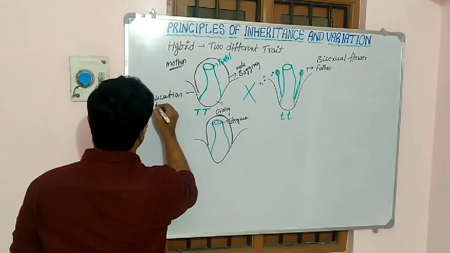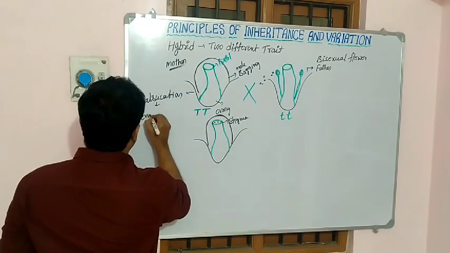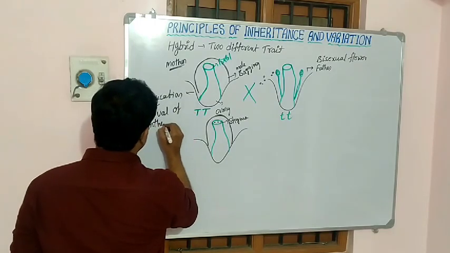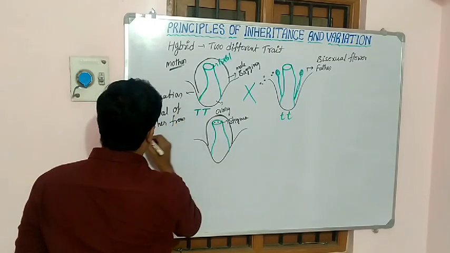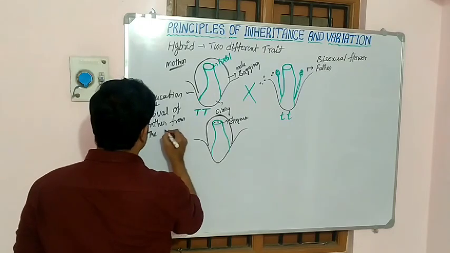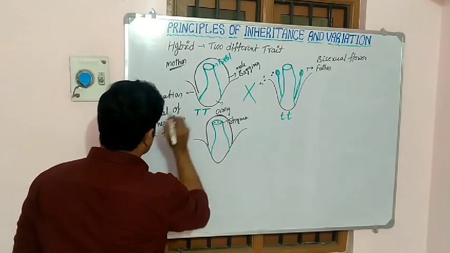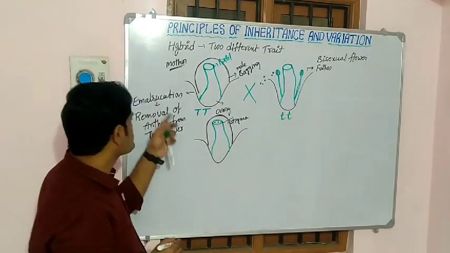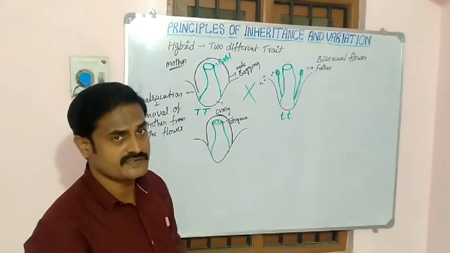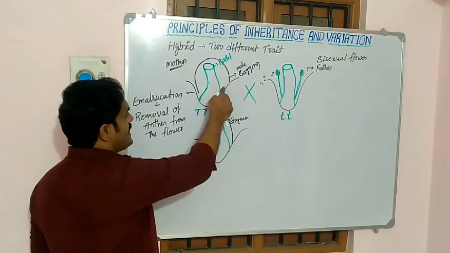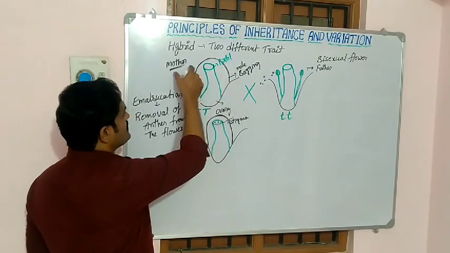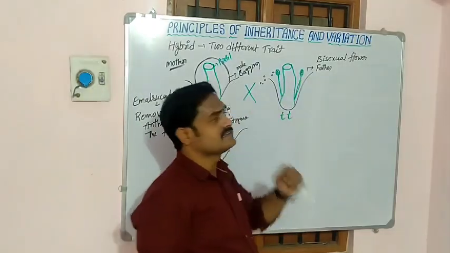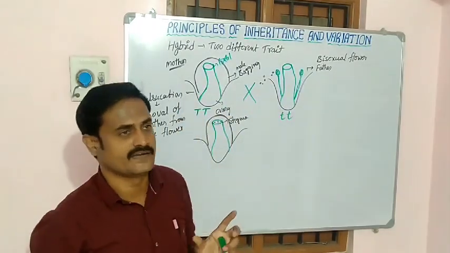So what does emasculation mean? A removal of the anther from the flower. This process is called emasculation. So this emasculated flower we consider as the mother plant, and this plant is considered as the father plant.